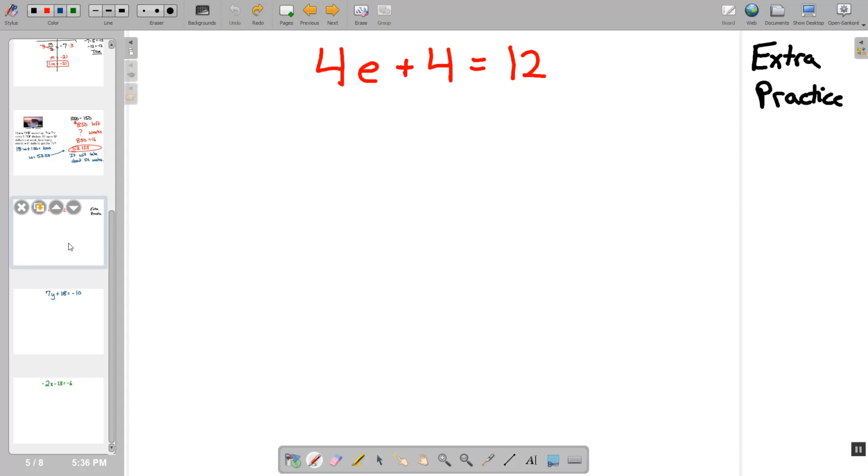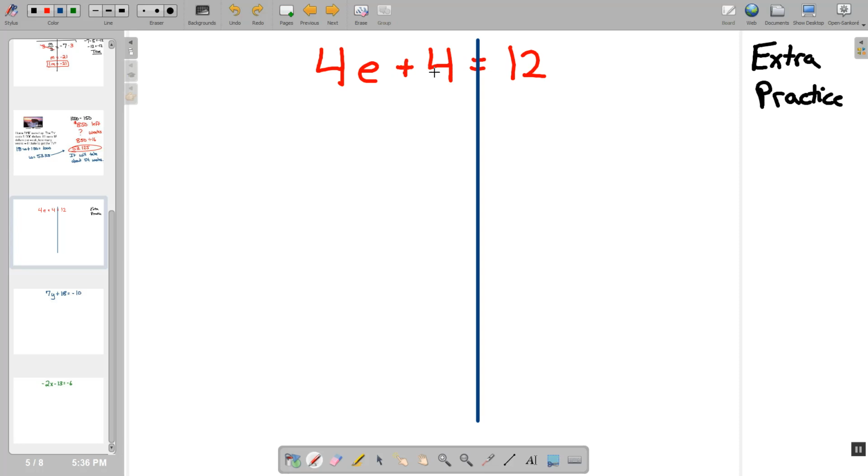For the extra practice, I want to just go through a couple more examples just to make sure we really understand how to solve these problems. For this problem, our first step is we need to draw our line down our equal sign, and we find our variable, which is e, and ask ourselves, what is the farthest away from e, but still on the same side? And it looks like it's this 4 right here.